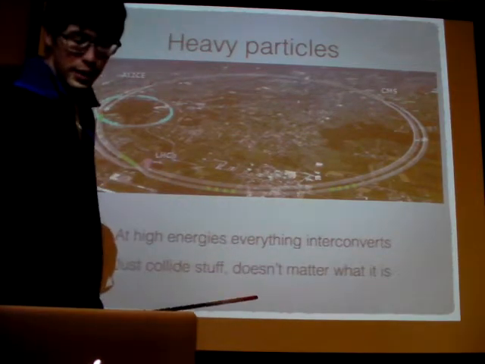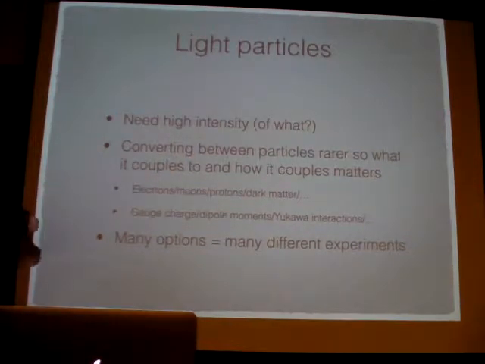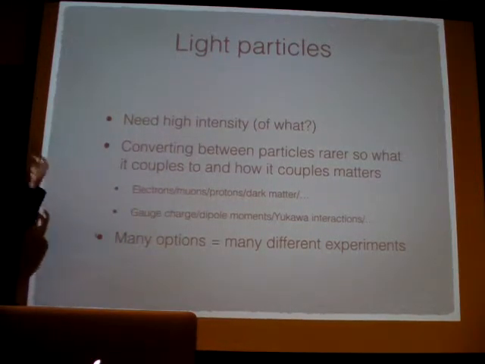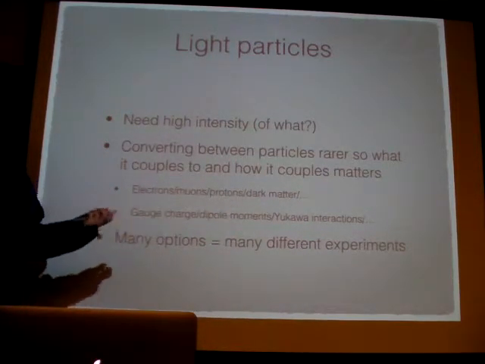So the situation is very different for light particles. The reason why is that at low energies, things are different because conversions between particles are rare. It matters a lot whether or not the thing we're looking at is an electron or a muon, like protons versus neutrons, et cetera. And then not only that, but how they couple is also pretty important. If things are coupled like a gauge charge because of E&M, or if they're coupling because of dipole moments or Yukawas, all these things look very different, and you could be looking for something that sees dipole moments and then miss Yukawa couplings and whatnot.